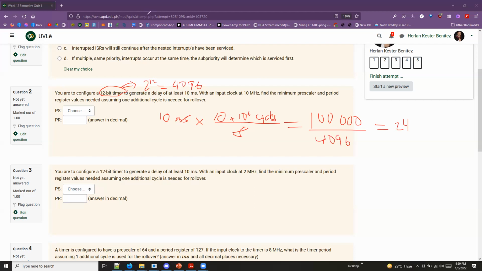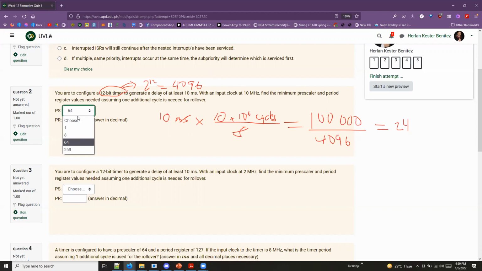So looking at yung available na prescaler values sa atin, we only have 1, 8, 64, and 256. So can we choose 1? Of course not. We can't choose 8 as well since it's lower. So ang option na natin is 64. So that will be our minimum prescaler needed.